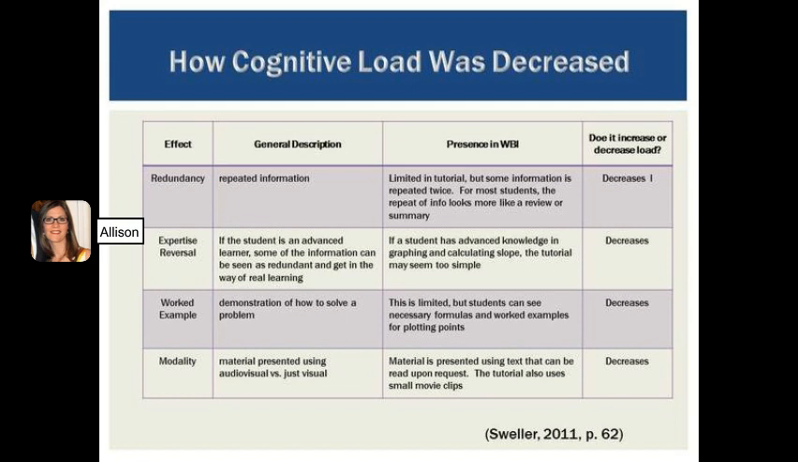The charts on these next two slides are based on the readings from Sweller. We found that the cognitive load was decreased throughout the module. The charts on the next two slides are based on the readings from Sweller, and we found that the cognitive load was decreased in some instances, but increased in others.